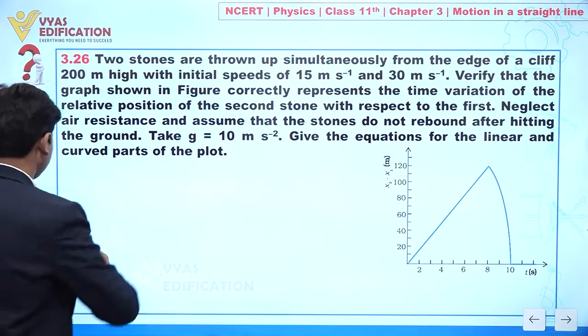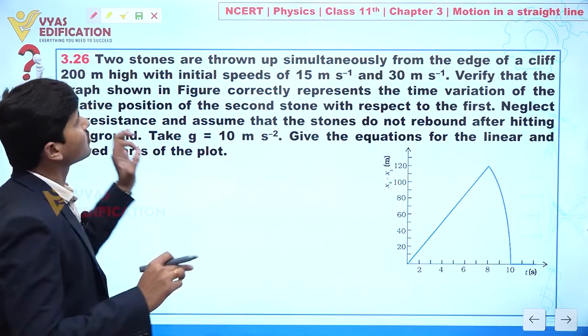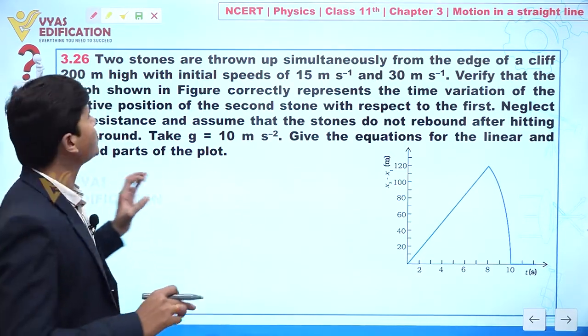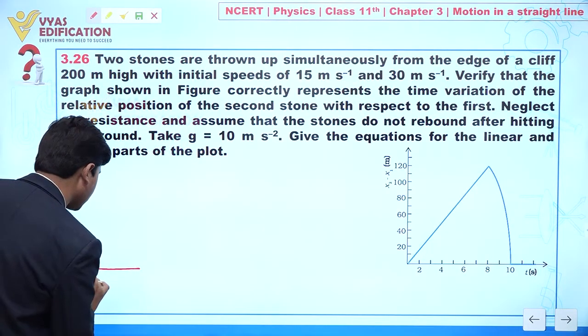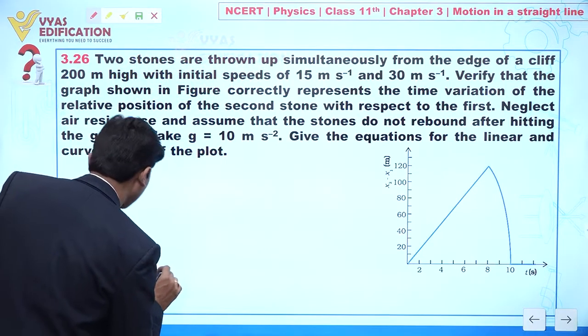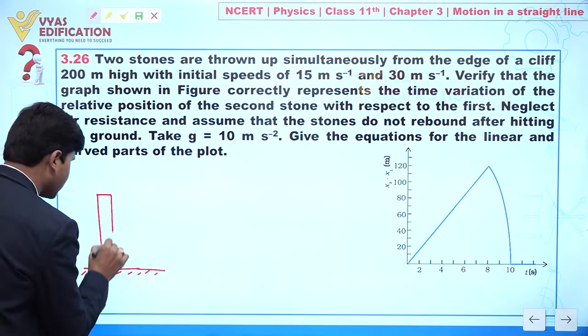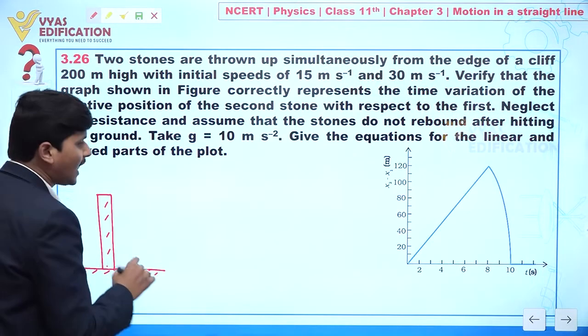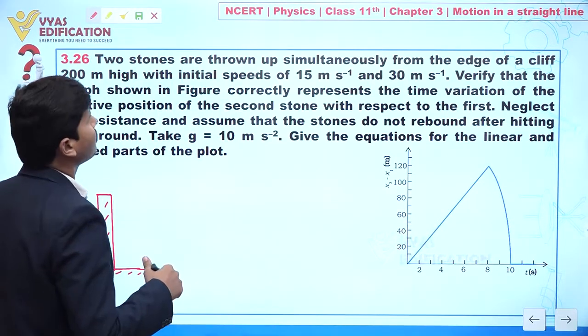Now listen carefully. In this question, two stones are thrown simultaneously from the edge of a cliff. Let's suppose this is a reference, this is the ground, and here we have a cliff. And we are throwing two objects simultaneously in the vertically upward direction.